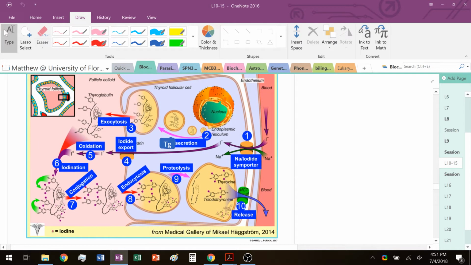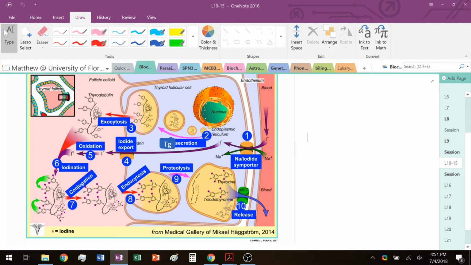So the first step is that, because there's going to be a lot of transport of multiple things into and out of the cell, the most important thing that we need to transport in first is going to be our iodide. Notice I'm saying iodide and not iodine. Iodide means that it is in the negative charge. That's the form of it right now.